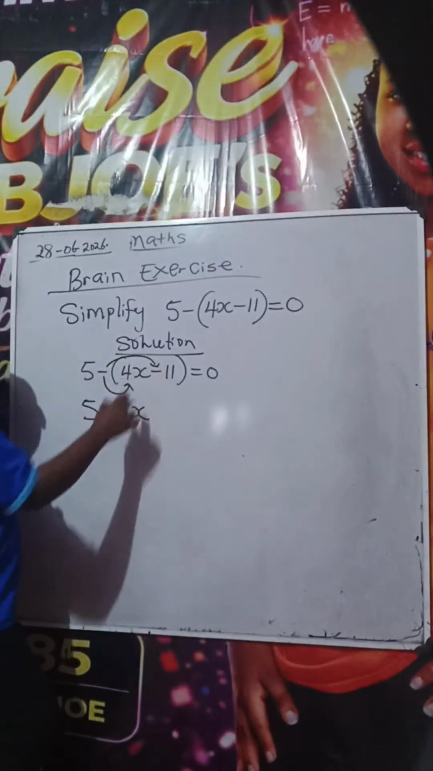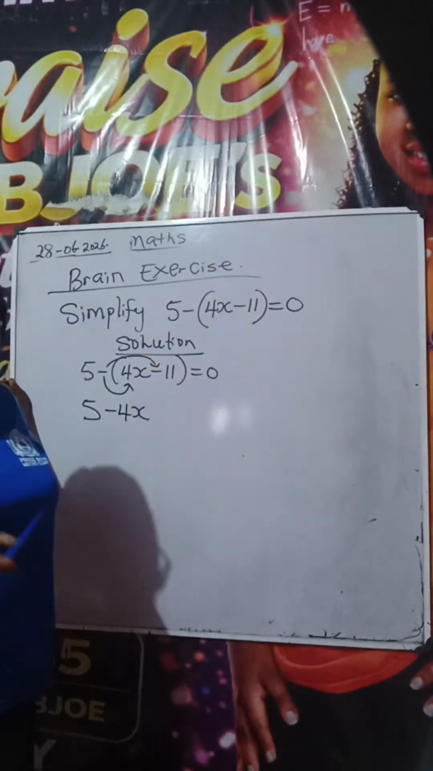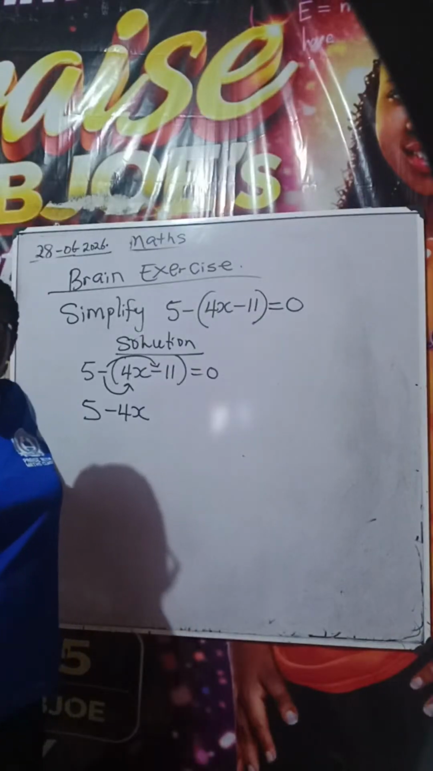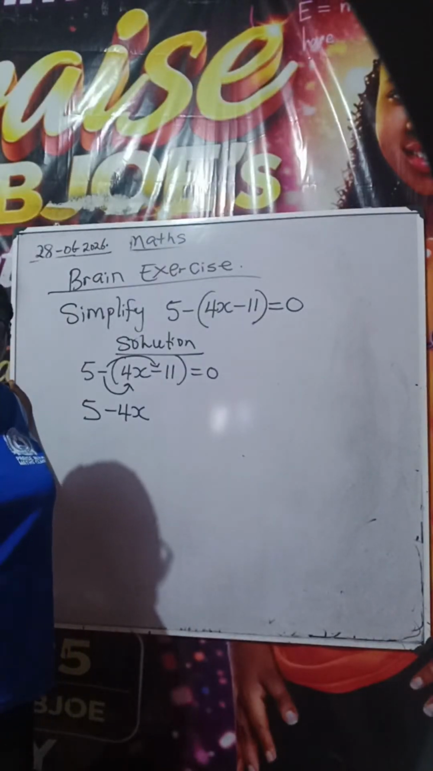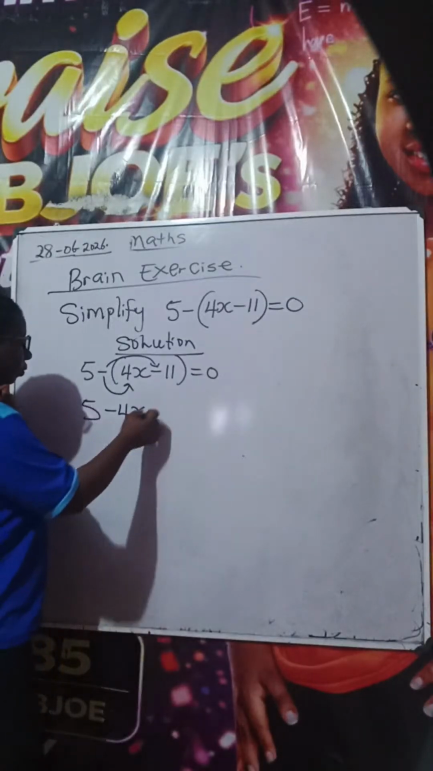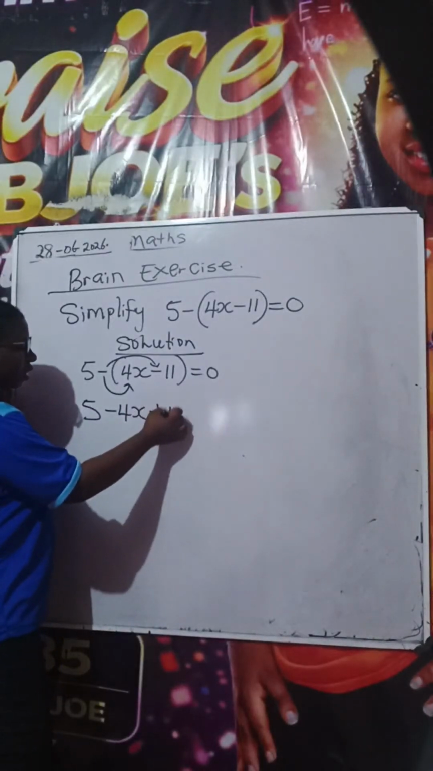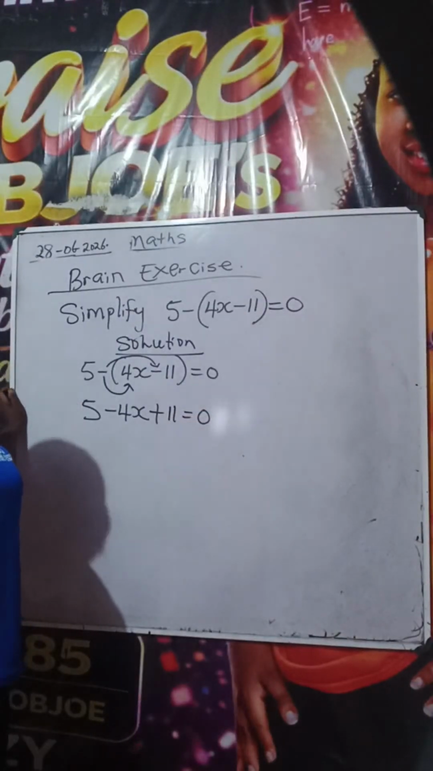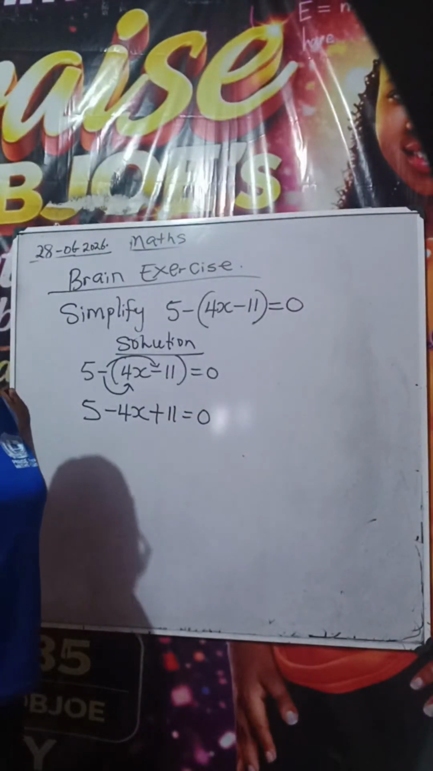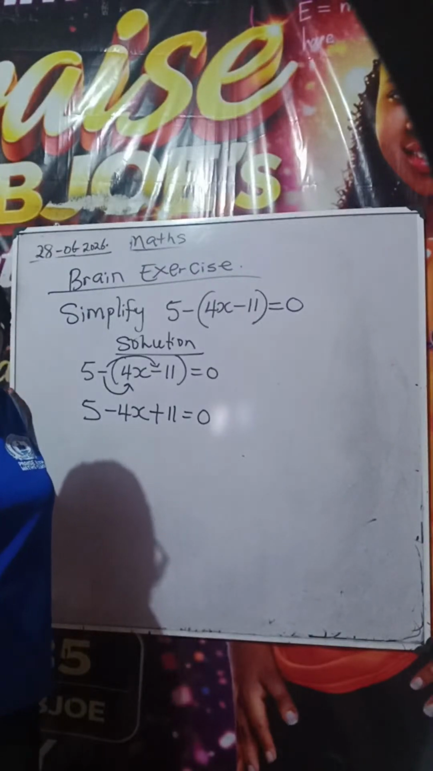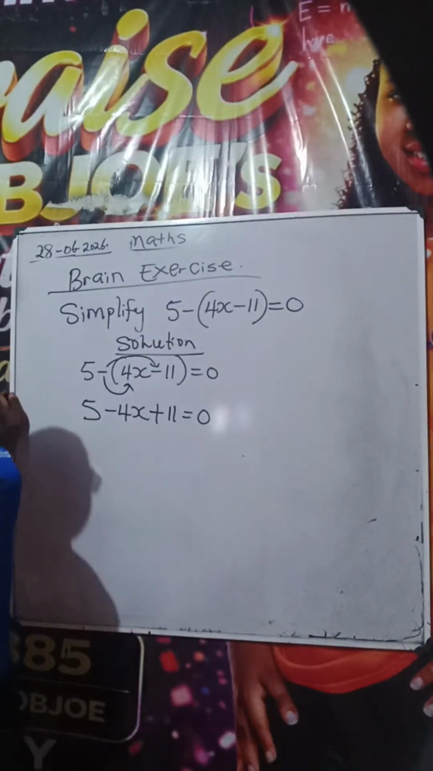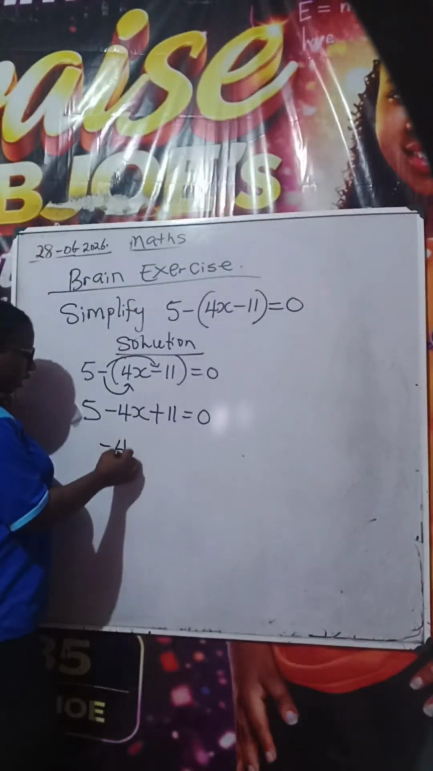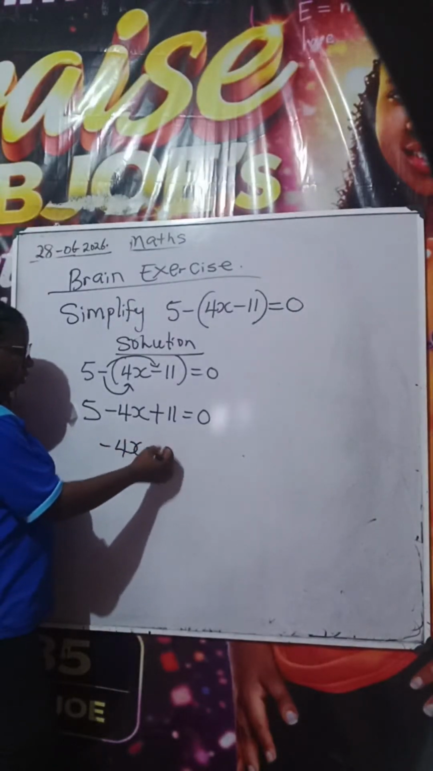Minus times minus. When you multiply the same sign, minus minus, what do we have? Minus minus, the sign will change to plus. Then plus 11 equals to 0. Now, what do we do? All we need to do is to put all the same things together. So we have minus 4x equals to 0.